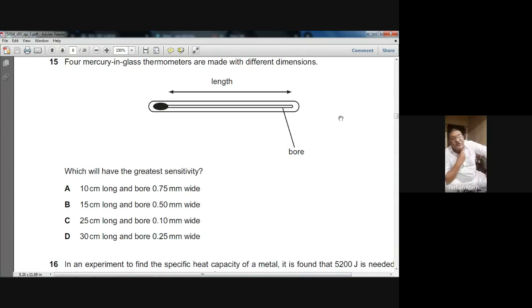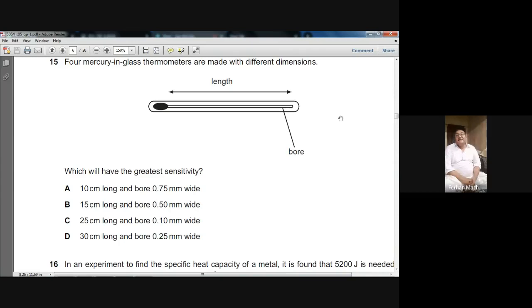It has nothing to do with the length. The diameter. He wrote the length also, but the sensitivity has nothing to do with the length. It purely depends upon the diameter of the bore. The width of the bore should be the smallest. So it is the C part, 0.1 millimeter wide. Yes, that is the answer.